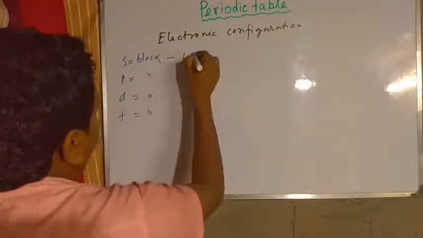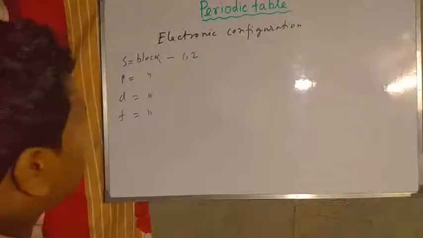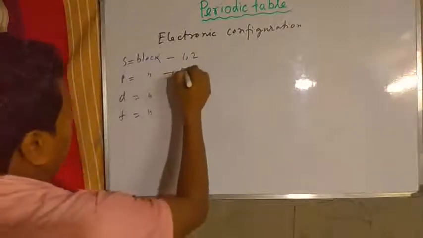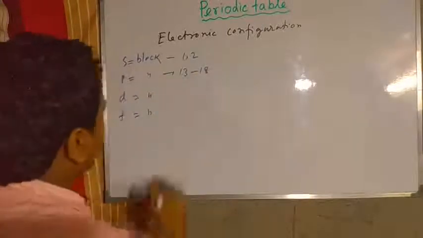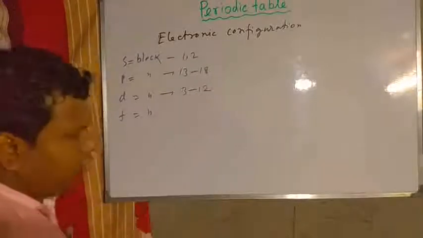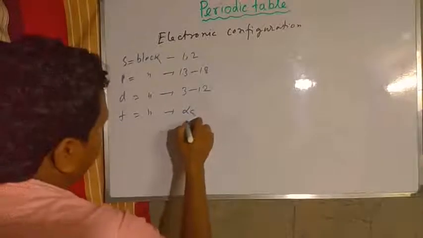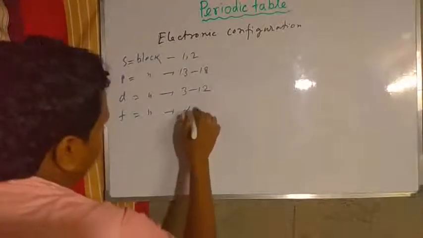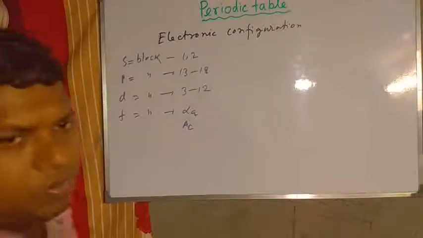Group 1 and 2 elements are S block. Groups 13 to 18 are P block. Groups 3 to 12 are D block. And lanthanide and actinide elements are F block.